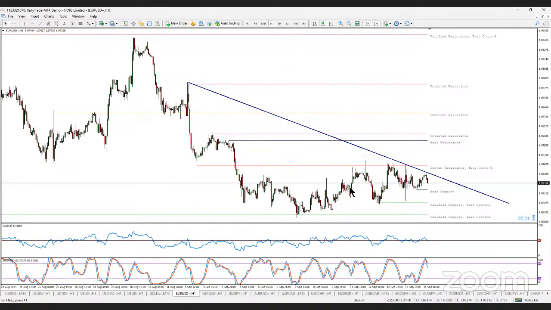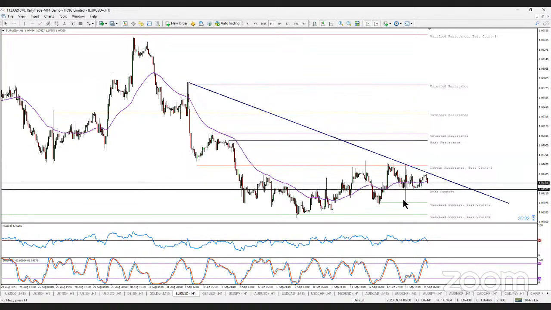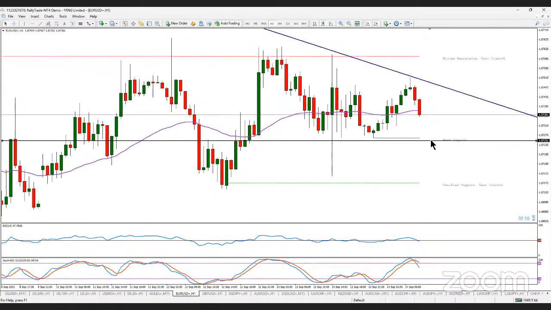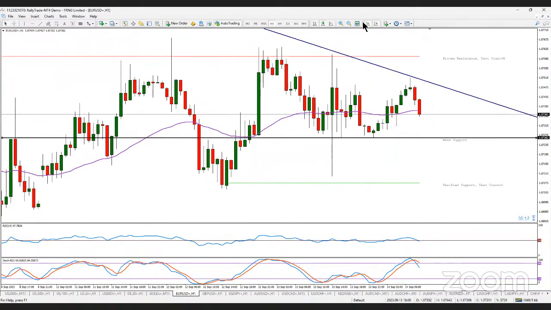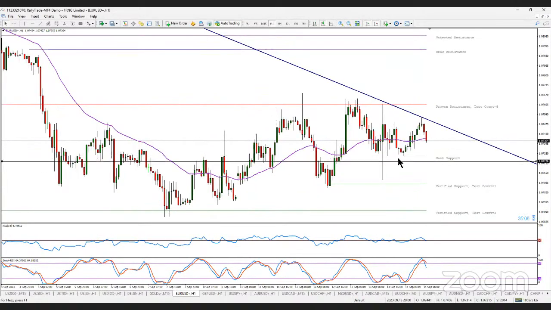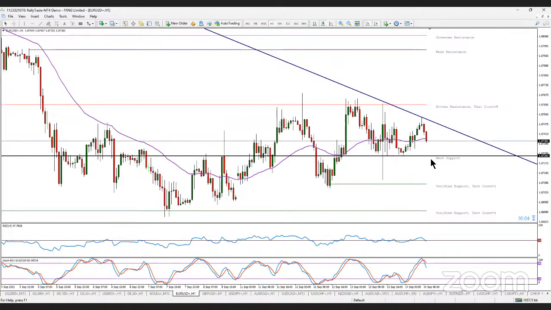So for Euro USD, USD is on a downtrend, right? If Euro USD can break below this support, you want to be looking out for a sell. Let me add my moving average. Okay, it's already added. You want to be looking out for a sell because it's possible that this candle can come here, bounce off this weak support and start going back up.